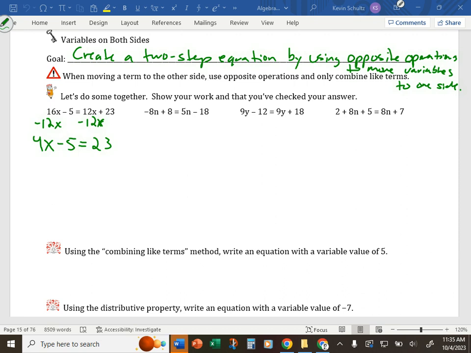Kind of maybe. Okay. But now that we've done that, now we've got a two-step equation to solve here. We're going to add 5 to both sides. 4x equals 28. Divide by 4, x equals 7. Well, you have to actually solve it, yes. I said yesterday we weren't done.